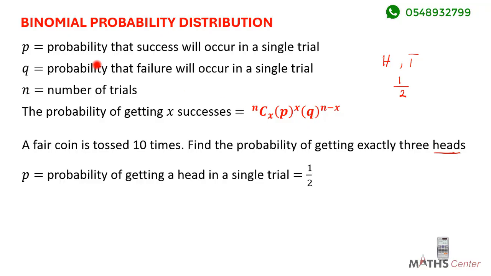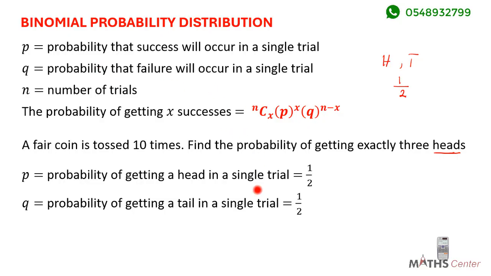So K will be the probability of getting a tail in a single trial, which is also 1 divided by 2, because when you toss a coin, the 2 possible outcomes are head and tail. So the probability of getting a tail in a single trial will be the number of tails, which is 1, divided by the number of members in the sample space, which is 2. So we now have the value of P and Q.